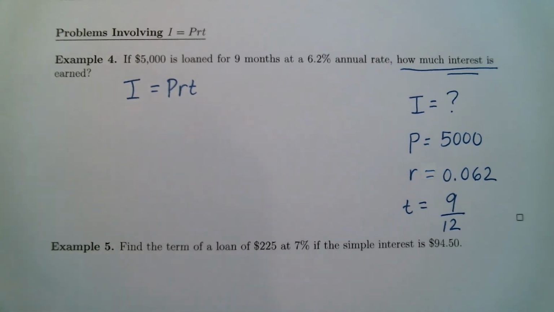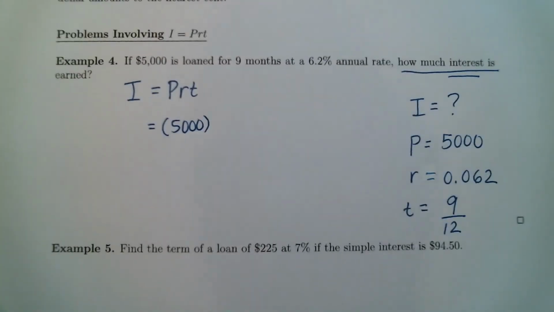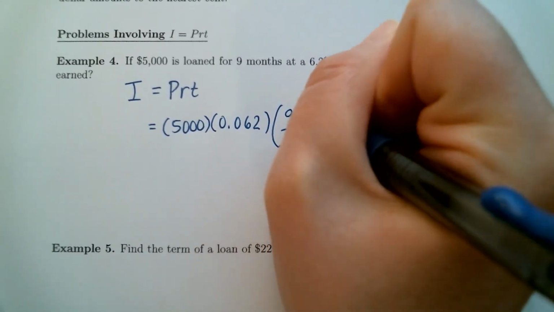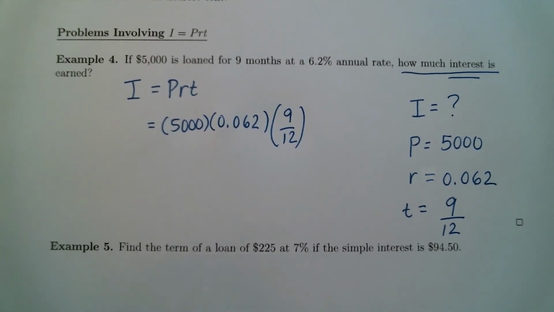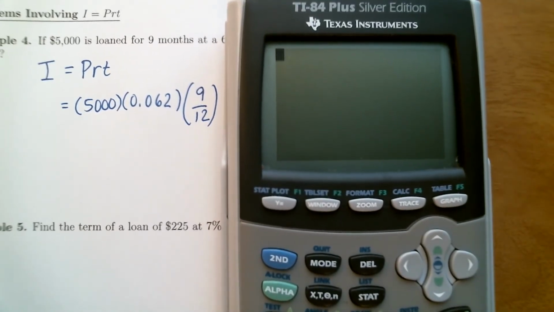So we're going to go ahead and plug all of this in. We're going to do 5,000 times 0.062 times 9 out of 12. All you've got to do is plug this into the calculator and then round to the nearest cent. Every time we do a problem in this entire chapter, I will be working it out on the calculator for you. You should practice along with me to make sure that you can plug it into your calculator correctly. If you have an older calculator, you may have to pay more attention to order of operations and be very cognizant about where you're putting parentheses and where you're not.